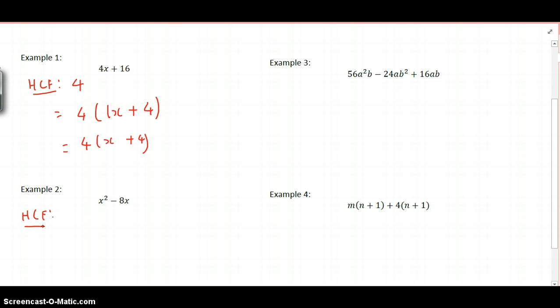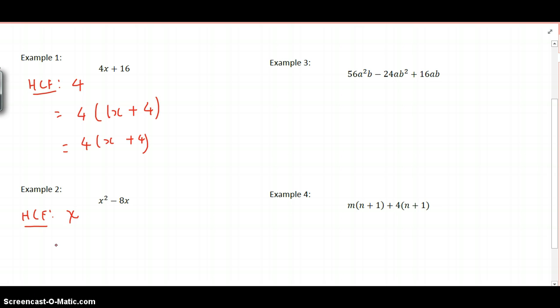Alright, now that you've had a look at that, what is the highest factor that is evident between x squared and minus 8x? So what is common between them? What common letter is between them? There is a common letter of x, because there's x times x here, and there's just 1x here. So if we look at what's common between them, it's just 1x.